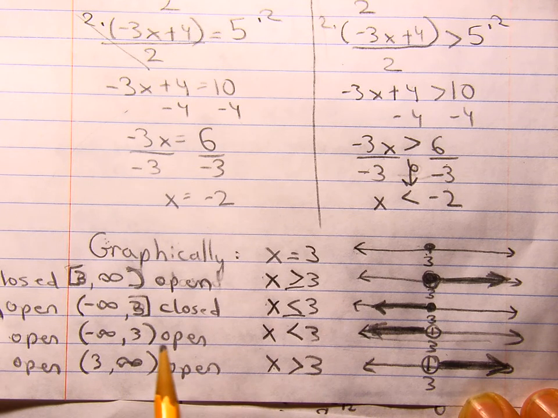Okay. So this is the starting point, this is the ending point, this is the starting point, and this is the ending point. So this is another way to indicate these numerical graphs.